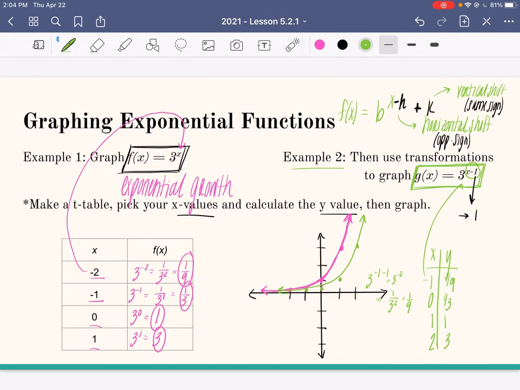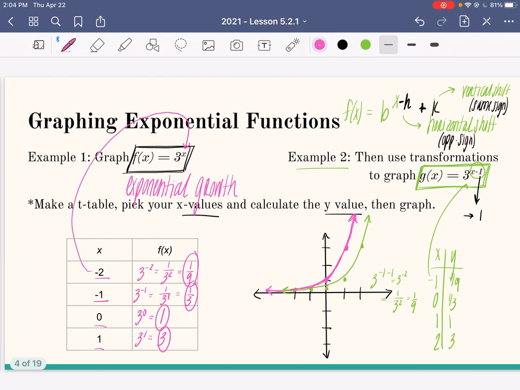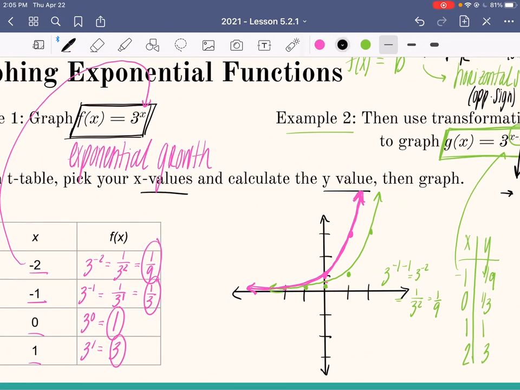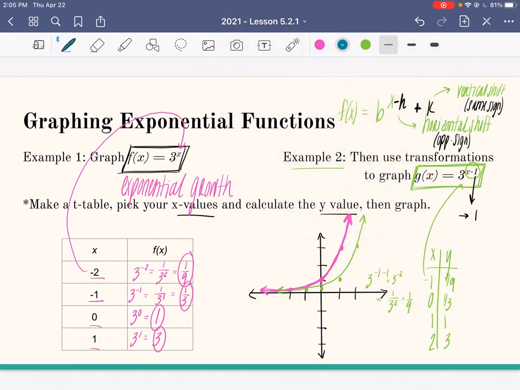So exponential functions are going to look very, very similar to this one here. What we also don't see on the graph is that there is a horizontal asymptote right here at the x-axis, which is where y equals 0.